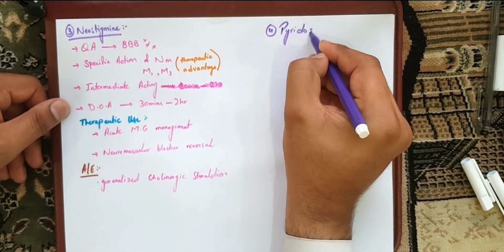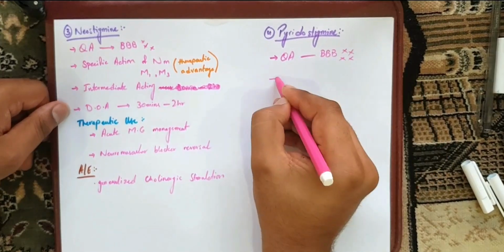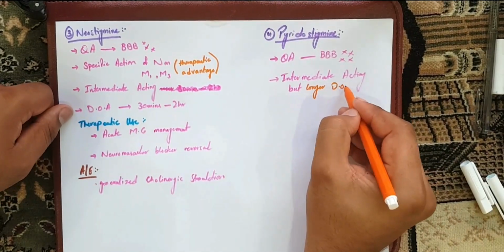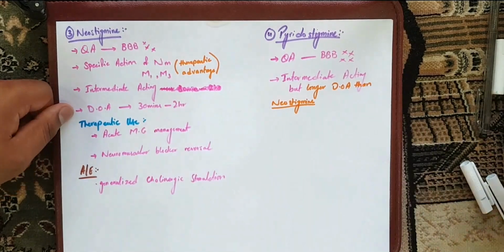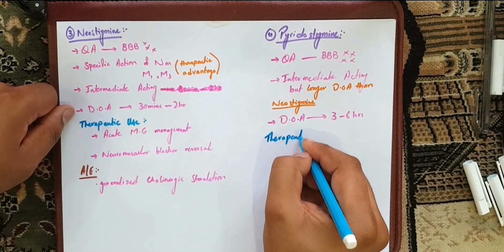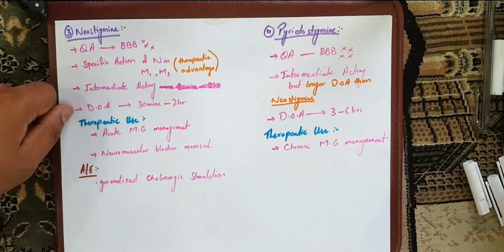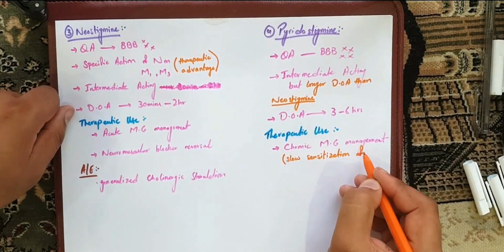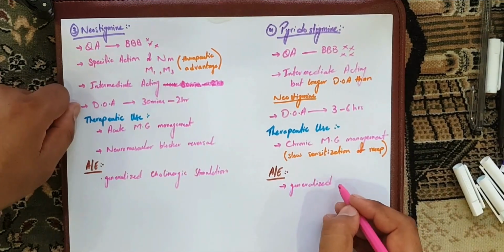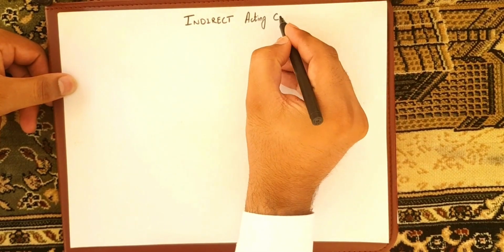The adverse effect is very much understandable. It could cause generalized cholinergic responses. Then there is pyridostigmine. Pyridostigmine is again a quaternary amine. It is intermediate acting. The action is from 30 minutes to 2 hours, but the duration of action is a little bit more as compared to neostigmine, from 3 hours to 6 hours. Therapeutically, it could be used in the chronic management of myasthenia gravis, and the adverse effect is very much similar to neostigmine, that is, generalized cholinergic crisis.